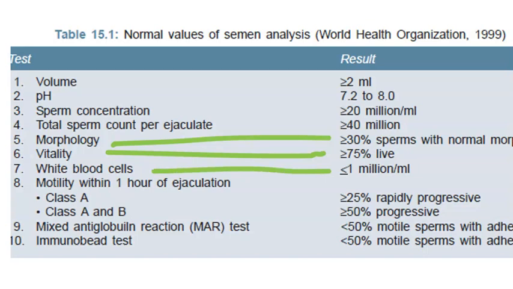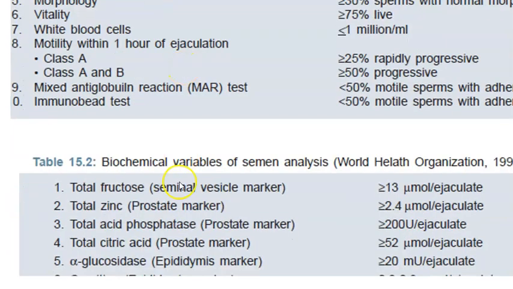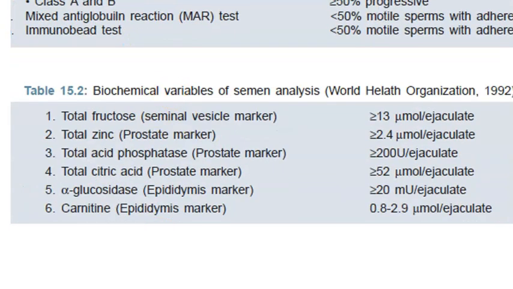Then you should see how the motility is. Motility should be rapid, something like that you can write. Then the anti-globulin reaction, that you can leave, it's quite complicated. Then coming to the biochemical variables, look at this, fructose. Fructose will be there in semen, zinc will be there, acid phosphatase will be there, citric acid will be there, alpha glucosidase and carnitine will be there.